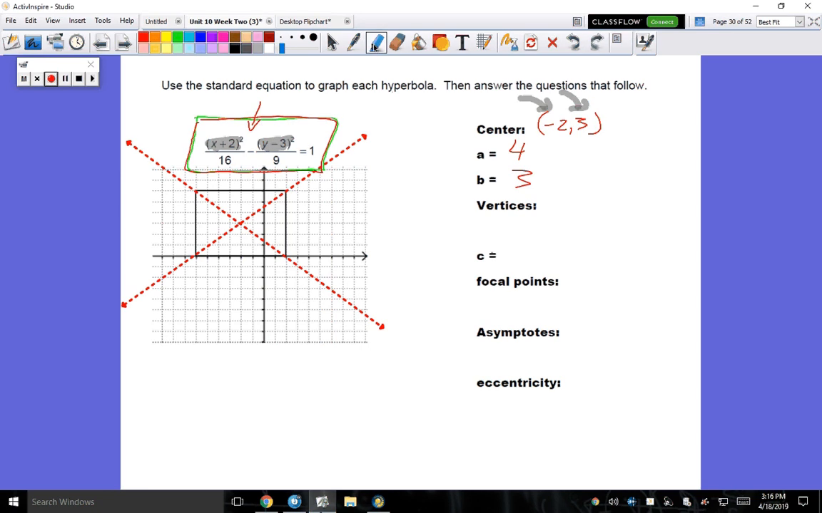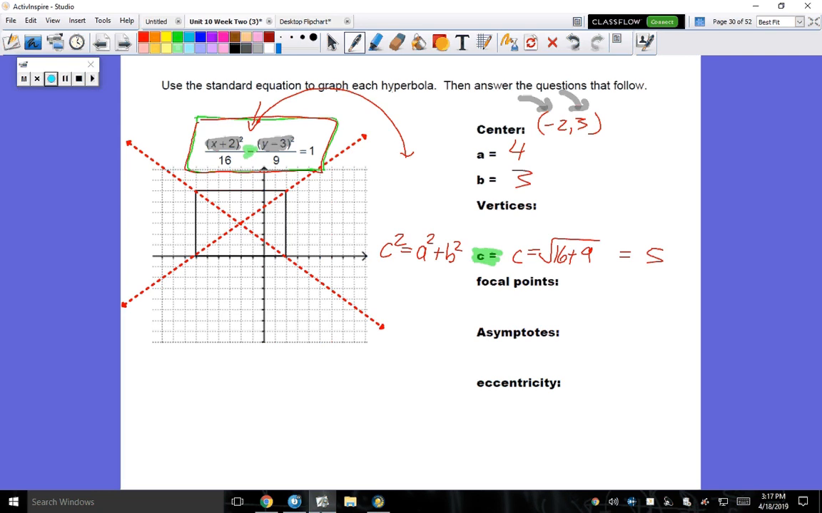Hyperbolas are subtracting, guys. So to solve for C, what are we going to do? We're going to add. So C squared is always going to be the opposite of what this equation looks like. In this one, it doesn't matter because you're adding, so it can be A squared plus B squared or B squared plus A squared. So let's do A squared plus B squared. A squared is 16. B squared is 9. So C is 5.